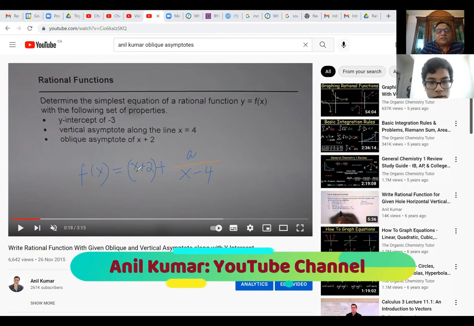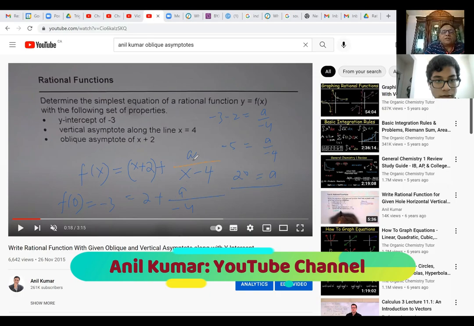Y-intercept is -3 when x is 0. So find what is f of 0, right? Which is -3. So -3 equals 2 plus a over x minus 4, right? And then we can rearrange and get the value of a. So when you rearrange, it becomes -3 minus 2 equals a over -4, correct? So -5 is equal to a over -4, or a is equal to 20, correct?